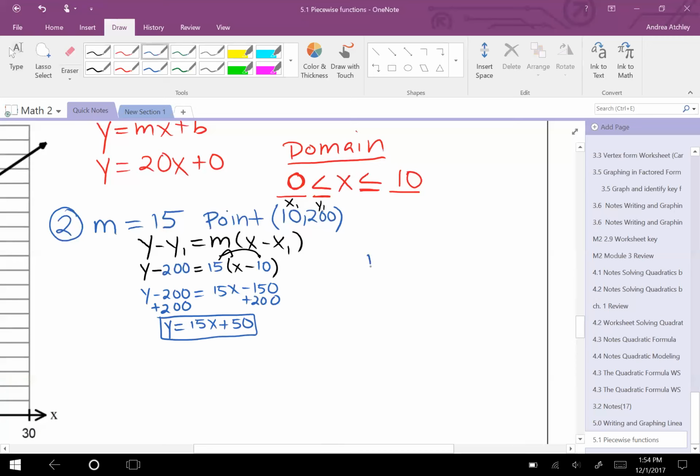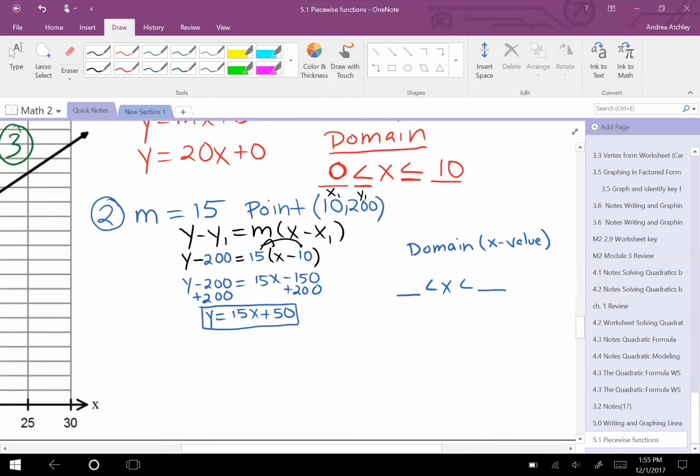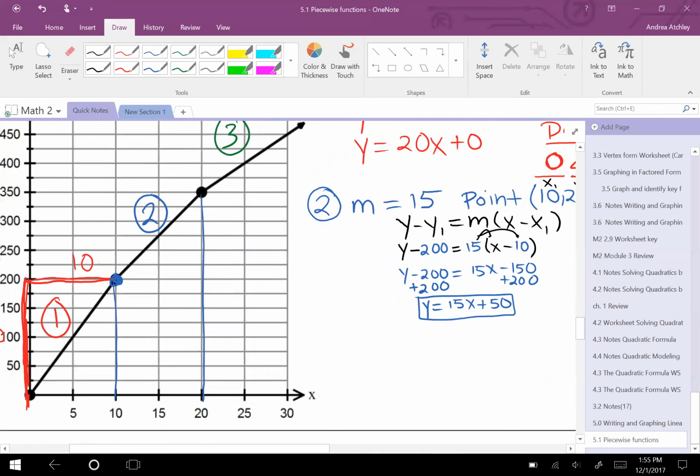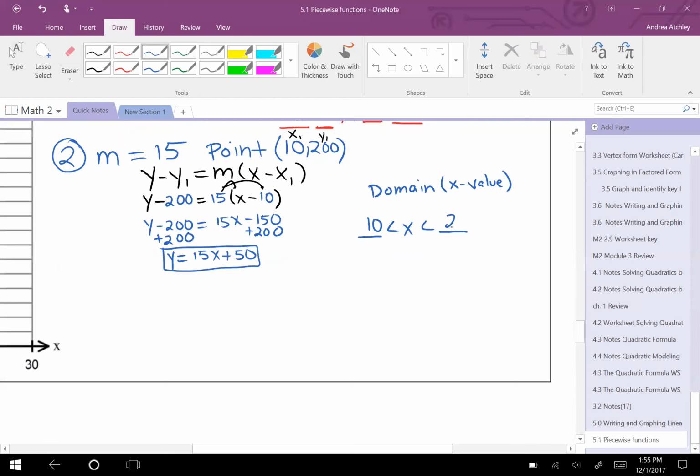Then I need my domain for this one. And again, remember your domain is your x values. What are your possible x values for this equation? And we want where it starts and where it ends. Okay, so it starts at 10 and it ends at 20. Does that make sense? From here to here, and it's always the x value, not the y. So 10 and 20. So let's review if they can be equal to that or not.